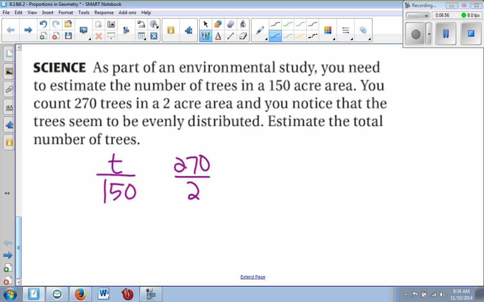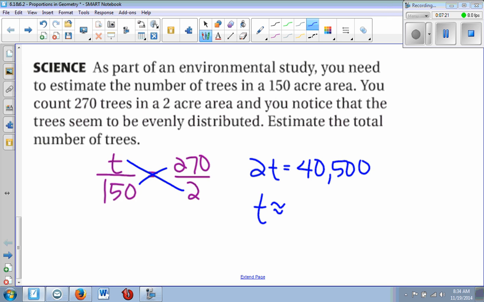So if the trees are evenly distributed, that means I can write a proportion with these two ratios equal. And now this is just a problem like the ones on the top, where we're going to solve using cross products. So 2 times T, and then we're going to multiply 150 and 270, and we should get 40,500. So if you want to estimate the number of trees, there should be approximately 20,250 trees in that 150 acre area.